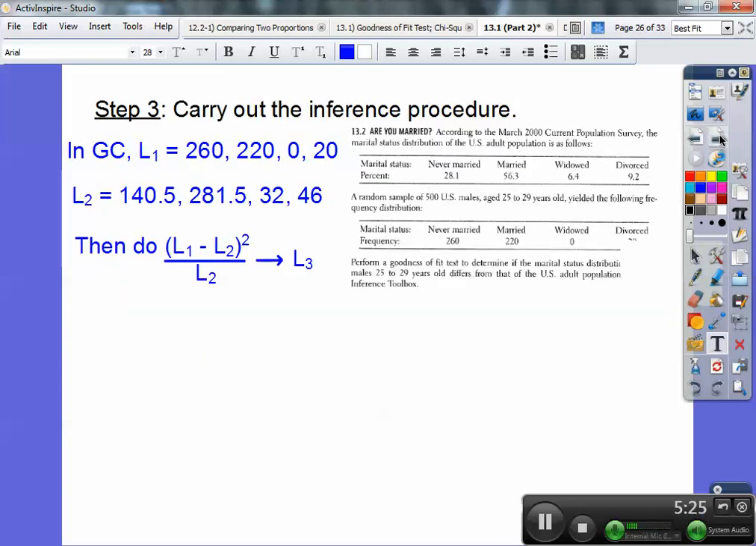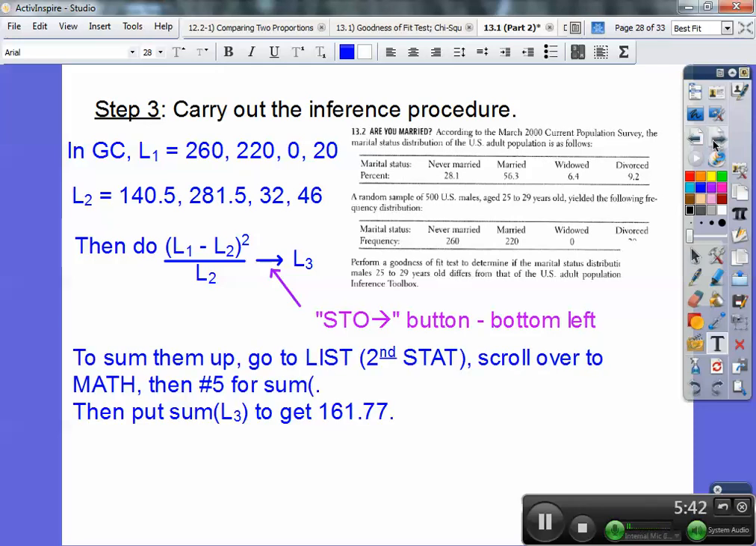All right, and then go back to a blank screen. So list 1 minus list 2 squared divided by list 2, and this little arrow means store, and there's an STO button in the bottom left. So we're going to store all of that in list 3. All right, and then to sum them all up, because we have to add them all up, you go to list, which is above the stats, you guys, which is second function stats. You scroll over to the math, and then number 5 for the sum. Okay, so then put in the sum of list 3, and you should get 161.77. If you haven't picked up a calculator yet, pause it right here and get busy.